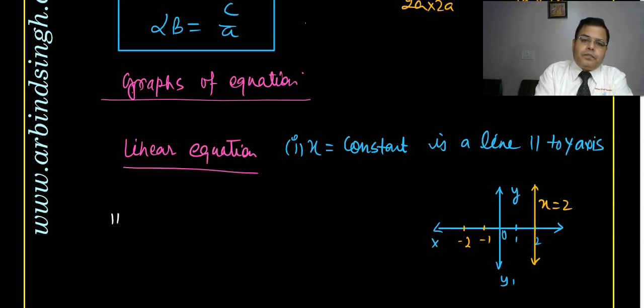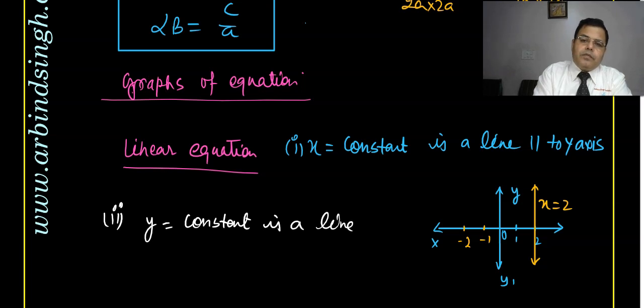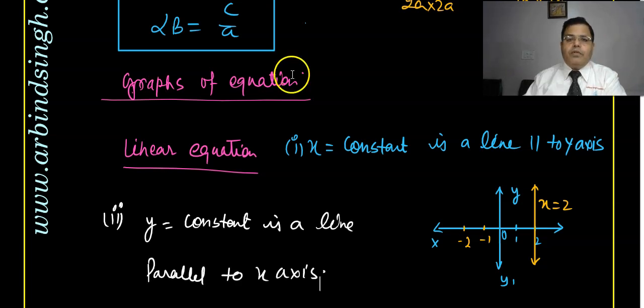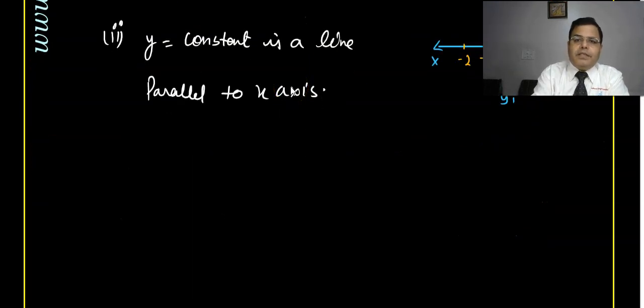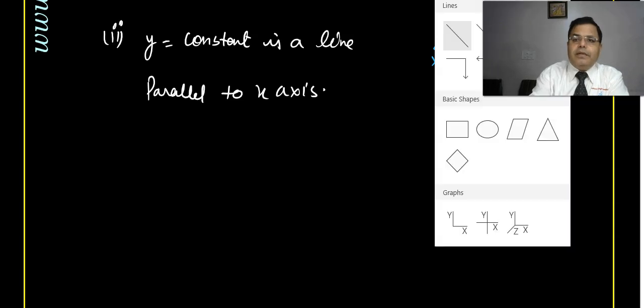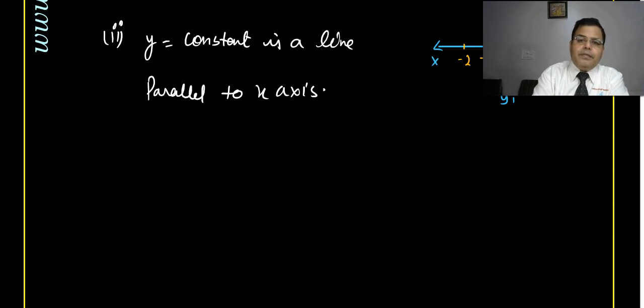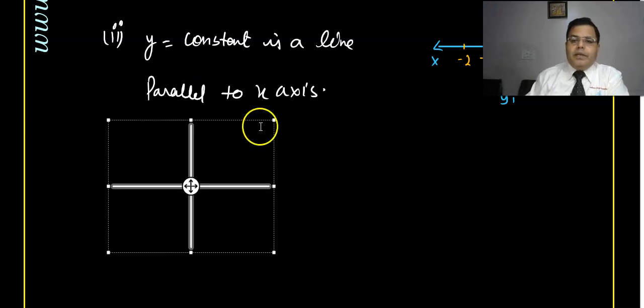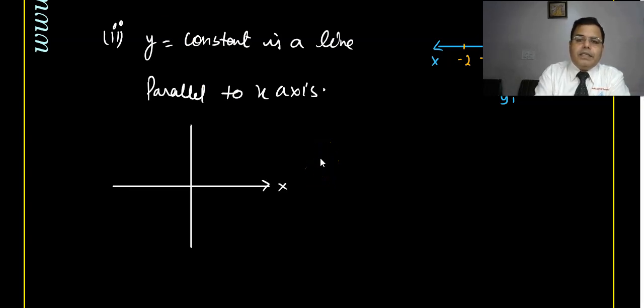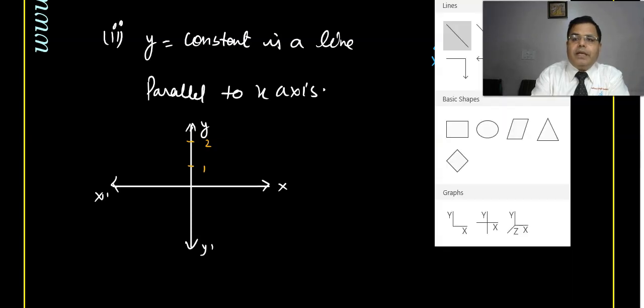Second thing is that y is equal to constant is a line parallel to x-axis, that you should know. If I draw a line here, see the center line. This is the x axis, this is x dash, this one is y axis, and this one is y dash. So y is equal to 2. Say if I want to write a line, this is 1, this is 2, and y is equal to 1, then what will be the line? There will be a line.